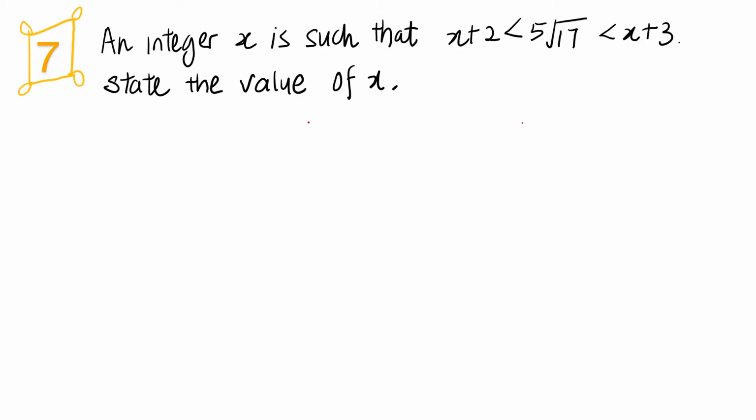So what is an integer? An integer is basically a whole number, which can be positive or negative, meaning it can be -3, -2, -1, or 1, 2, 3. And 0 is also an integer, except that 0 is neither negative nor positive. Okay, so let's get started.